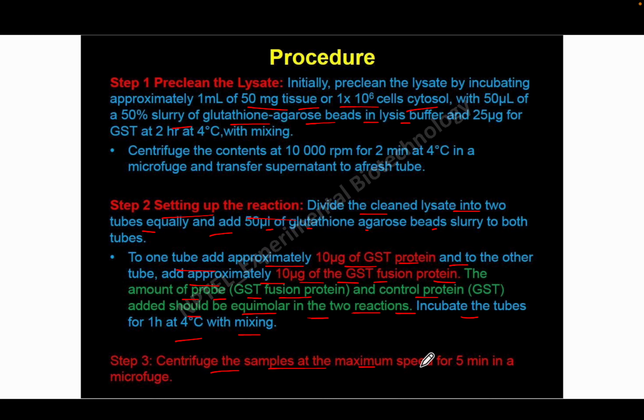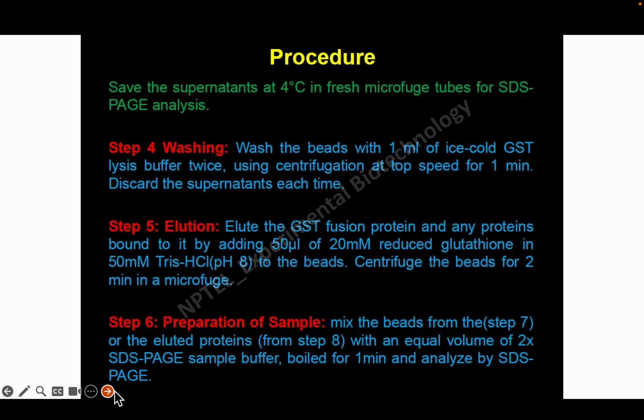Centrifuge the samples at maximum speed for 5 minutes in a microcentrifuge. Save the supernatant at 4 degrees Celsius in fresh microfuge tubes for SDS-PAGE analysis. Wash the beads with 1 ml of ice cold GST lysis buffer twice using centrifugation at top speed for 1 minute. Then you will do elution. You elute the GST fusion protein and any proteins bound to it by adding reduced glutathione in a Tris buffer. Then preparation of the sample for SDS.